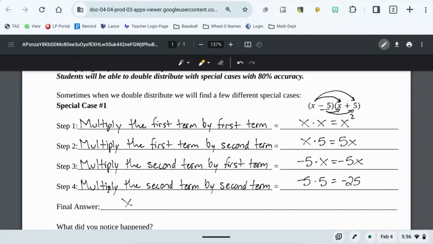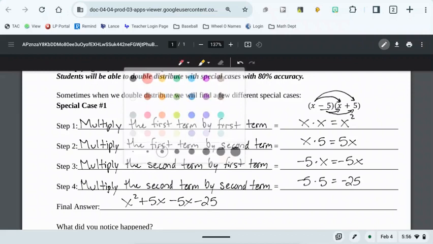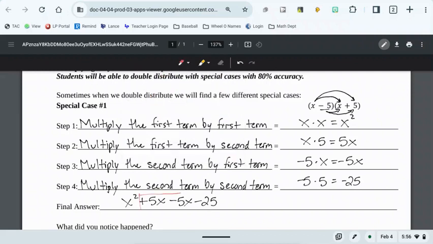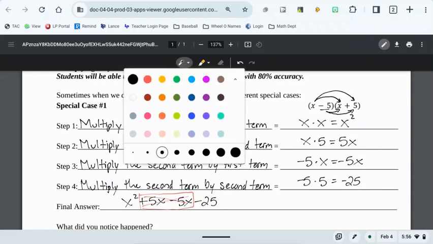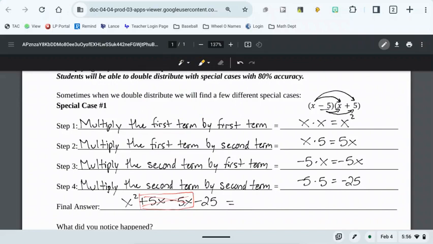So our terms, x squared plus 5x, then we have minus 5x, and then we have minus 25. So the special case that's going to pop up is we have positive 5x minus 5x, and those will cancel out. They will equal 0. So we cancel them out, and we are left with x squared minus 25.